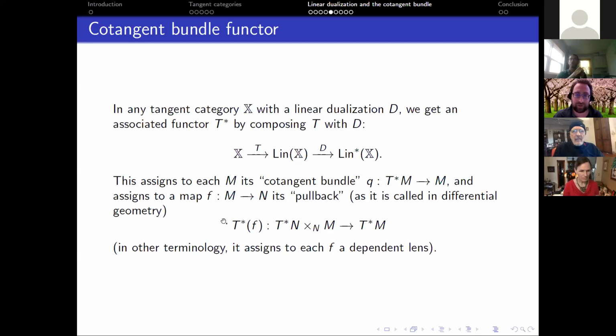And so in the lens terminology, this is some way of assigning elements of the base category to dependent lenses.